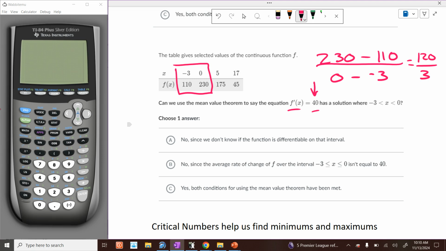Is it differentiable? It says it's continuous, but do we know that it's differentiable over the whole function? Because we have to know it's both differentiable and continuous over the whole function to work. Since we don't know that it's differentiable, we cannot say that it works for the mean value theorem, because it has to be both differentiable and continuous.